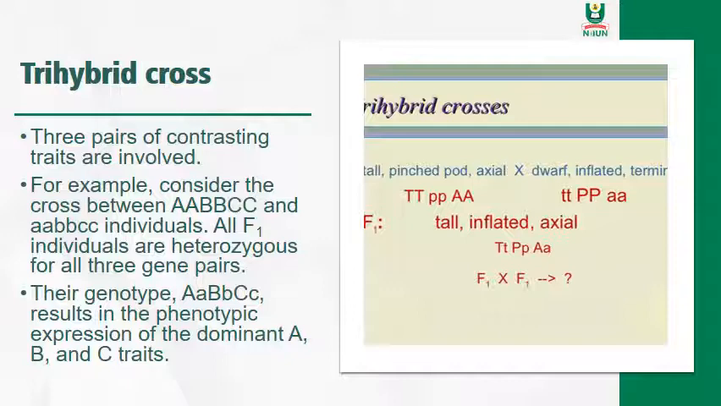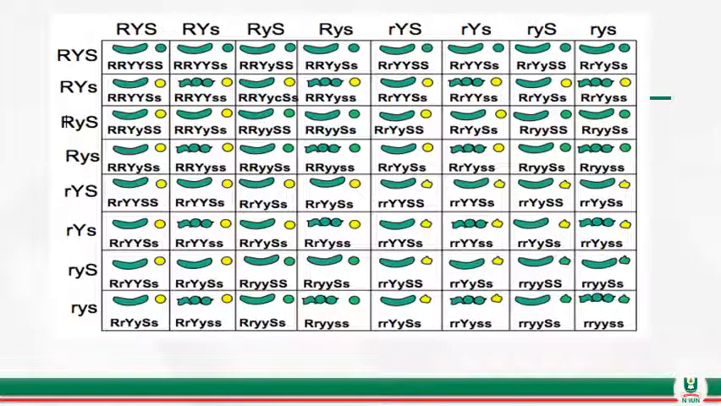And in this chart here, you can see this is another example. We have tall, pinch pod, and axial plant represented by these alleles, and then you have the dwarf, inflated, and terminal plant represented with these alleles. So the F1 is all tall, inflated, and axial. That's the dominant. Tall, inflated. This is for axial, and this is for inflated. So this is what you get. This is a trihybrid cross. Over here, this is just illustrating more.